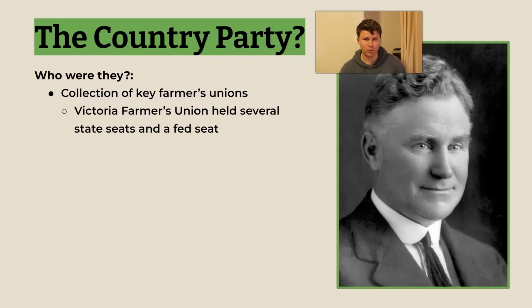Probably the most important one was the Victorian Farmers Union, and they actually held a number of seats in the Victorian State Parliament and even one in federal Parliament as well. And basically they were like, look, they called themselves non-political. That wasn't true at all. They were incredibly political. But basically they said, when Labor's being unreasonable, we want to be a counterweight to that.